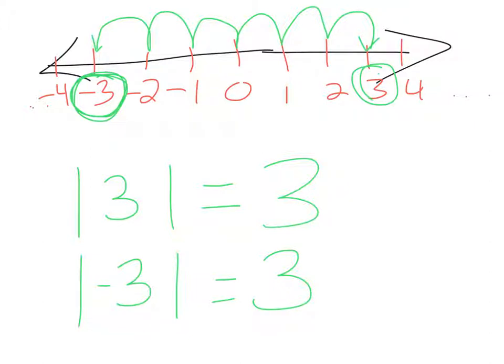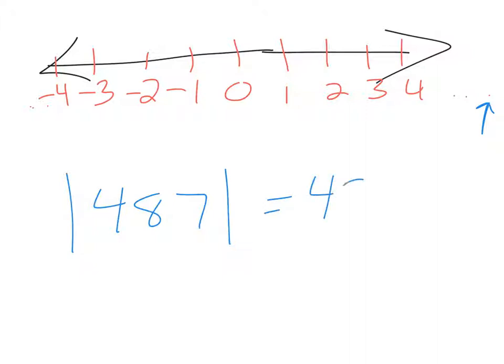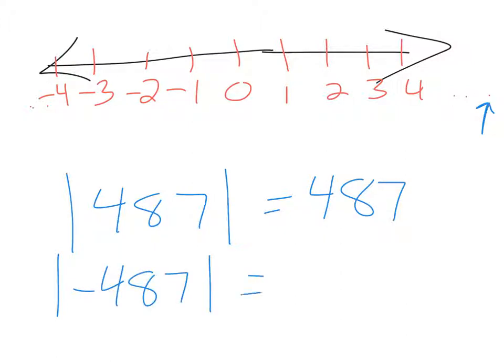So you can see the pattern we have here, that really the absolute value of any number is that number, but it's not positive or negative because it's the number of spaces. If I asked for the absolute value of, say, I don't know, 487, well, that would be way down here, but I know that it would take me 487 spaces to get there, so the absolute value of 487 is 487. It would be the exact same thing if I asked for the absolute value of negative 487. Then it would simply be 487.